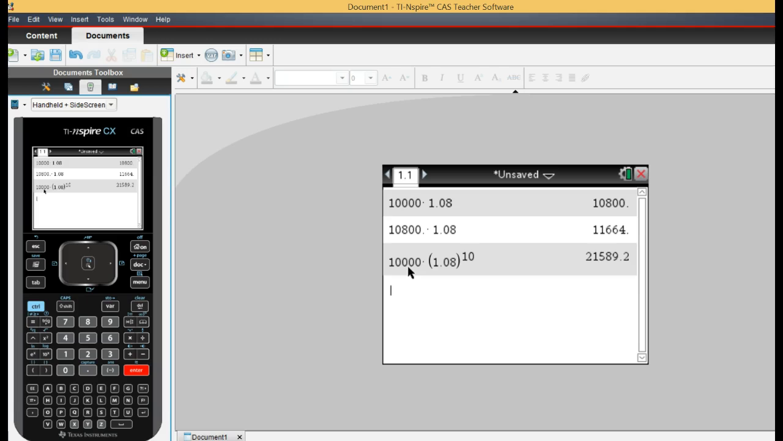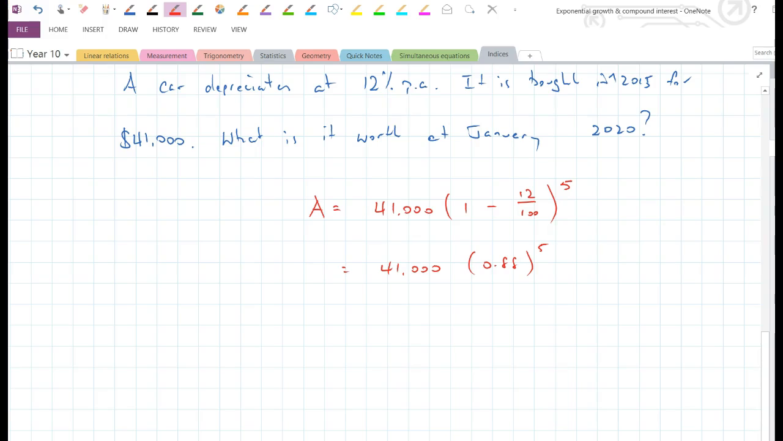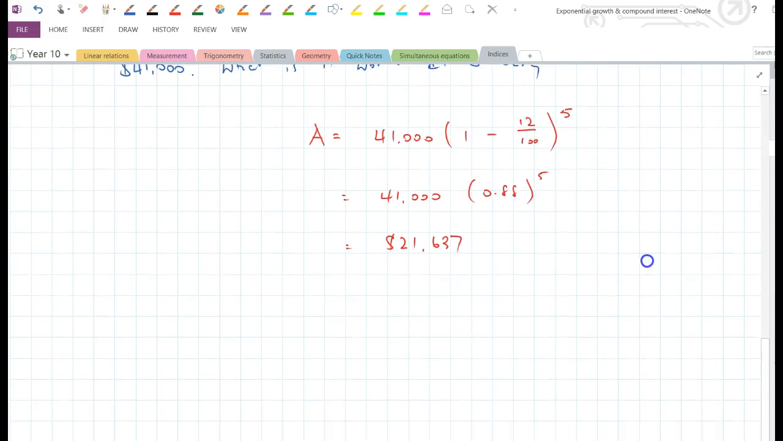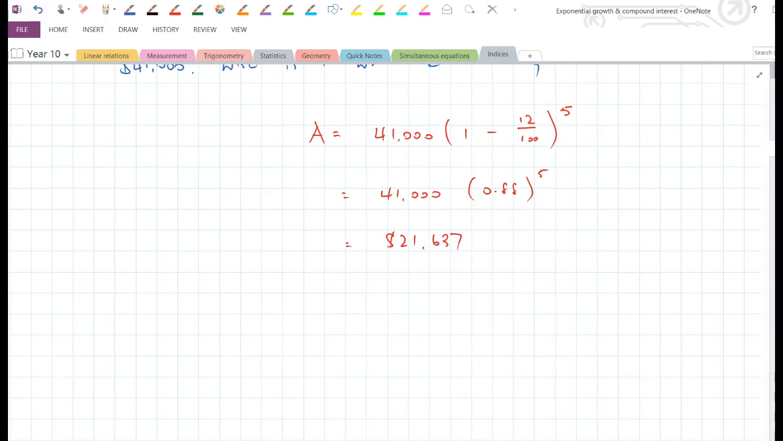Into the calculator, 41,000 times 0.88 to the power of 5. So this is a depreciation of 12% per annum over 5 years. It's now worth 21,637. It's almost halved in value in 5 years. I don't know how realistic that is. Depreciation values are probably quite constant when it comes to new cars anyway, so that's a scary feature of someone who's just bought a new car.